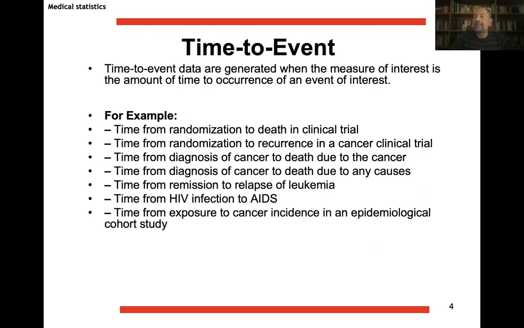So the survival analysis is based on the concept of time to event. Time to event data are generated when the measure of interest is the amount of time to occurrence of an event of interest, which in our case, for the typical survival, will be the amount of time from the treatment to the death of the patient. But you see, there are many examples, because it can be time from randomization to death in a clinical trial, time from HIV infection to AIDS expression, depends on which kind of survival you are talking about, or time from exposure to cancer incidence, time from exposure to some pollutant to cancer incidence in an epidemiological cohort study.